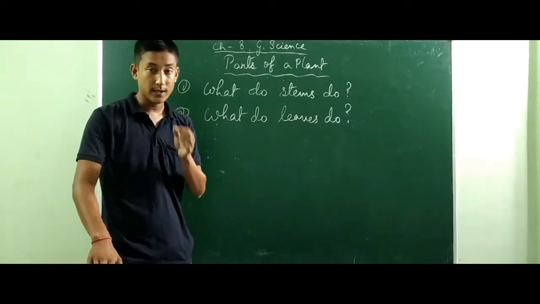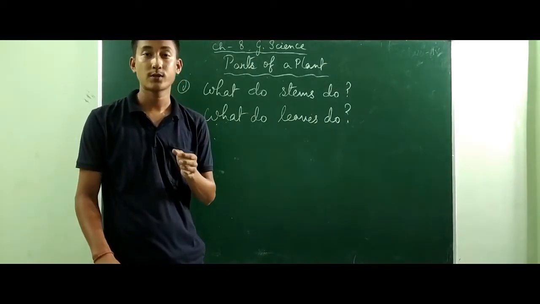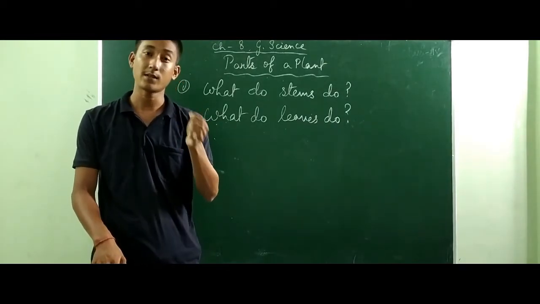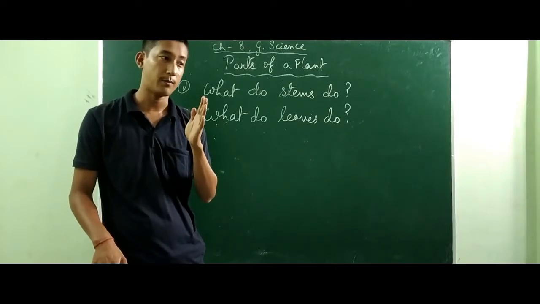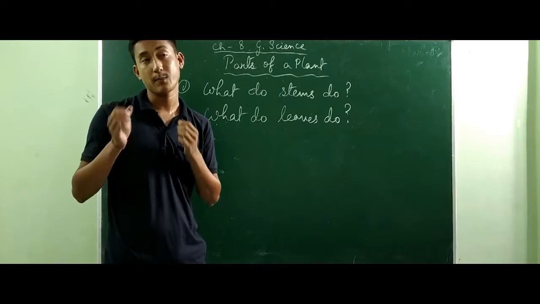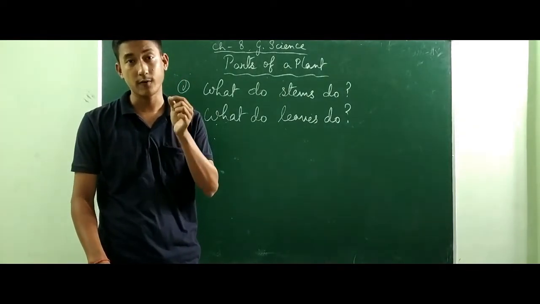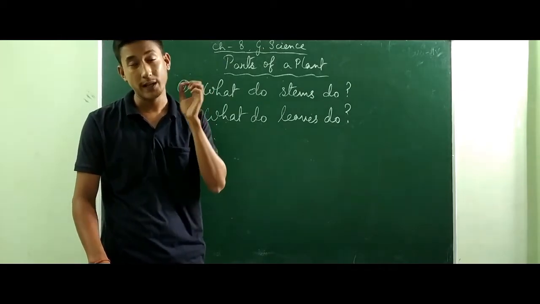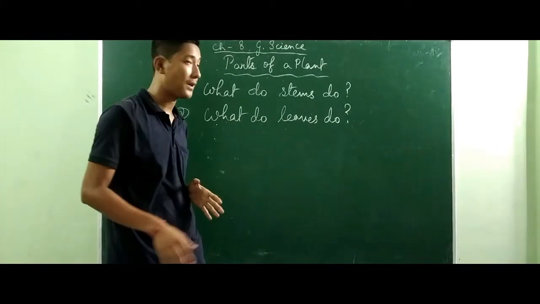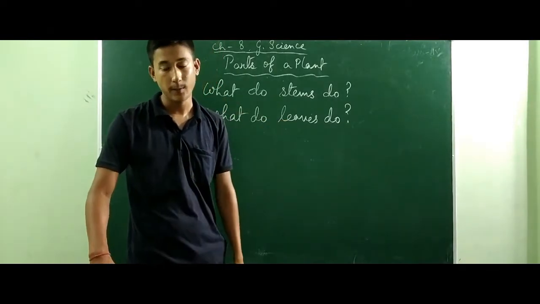Now the stem helps the plants to stand upright, that means stand straight above the ground level, just like the spinal cord in a human body. And it also carries the food which is prepared by the leaves to all parts of the plant, and it supplies the food to different parts of the plant.